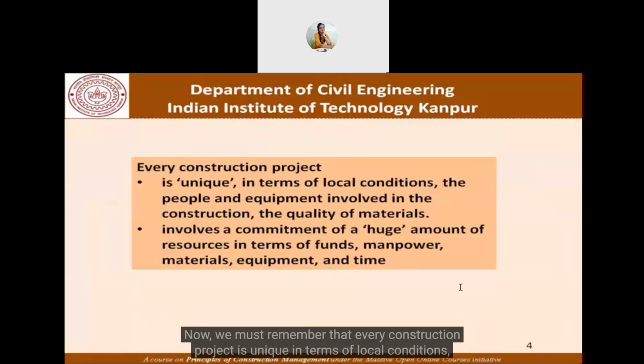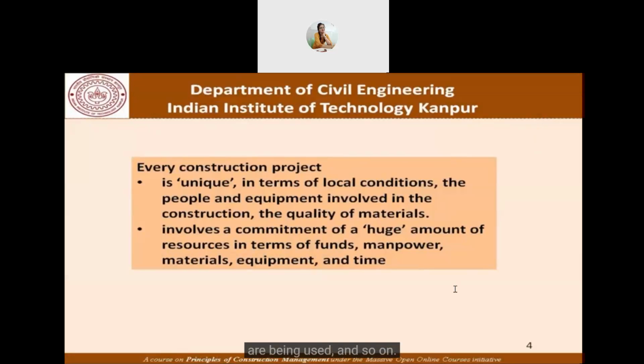Now, we must remember that every construction project is unique in terms of local conditions, the people involved in the construction process, the design of the facility, whatever it is, the equipment involved in the construction, and the quality of materials. For example, even if we are talking of metro construction in different cities, in different countries, even though the technology is the same, the project in city one and city two is unique because of the people involved in constructing it, the equipment that they use to implement the same technology, the quality or the characteristics of the materials that are being used, and so on.